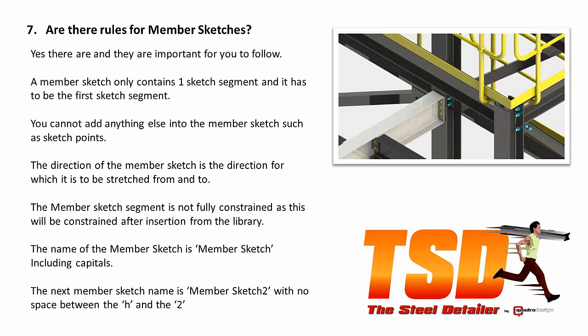The direction of the member sketch is also very important, because that's the direction to which it's going to stretch. Now, for our columns, we draw our member sketches from bottom to top. So it means the top's going to stretch. So when we go and snap that onto a driving sketch, it's going to stretch to the top and keep the base point where it belongs.